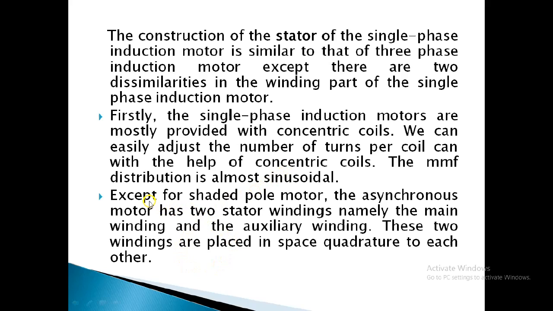The second is that, except for the shaded pole motor, the single phase induction motor, also named the asynchronous motor, has 2 stator windings, namely the main winding and the auxiliary winding. Instead of using a single winding, here 2 windings are used in the stator. The auxiliary winding is also named the starting winding. These 2 windings are placed in space quadrature to each other, which means the phase difference between them is 90 degrees.